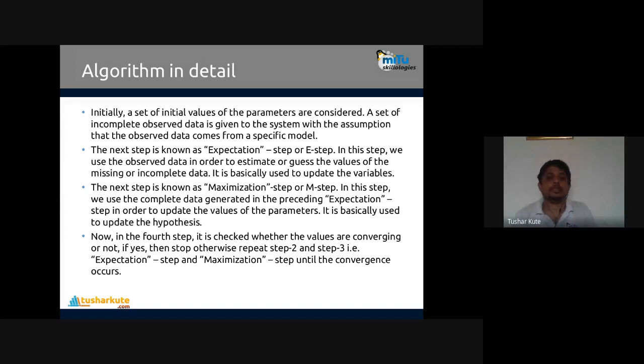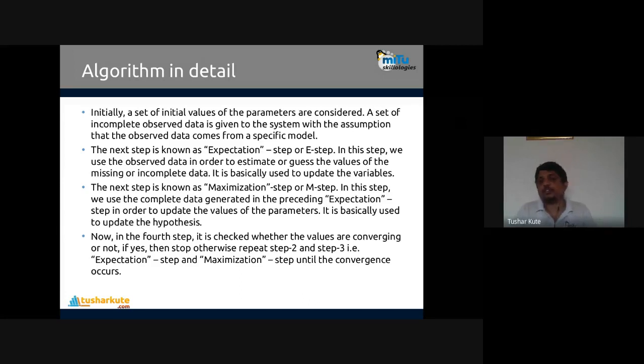Then the second step is expectation. In this step we are using the observed data in order to estimate or guess the values in the missing or incomplete data. What can be the possibility here? What can be the possibility there? All possibilities are checked. So that is expectation, and then we go for maximization, the second step.